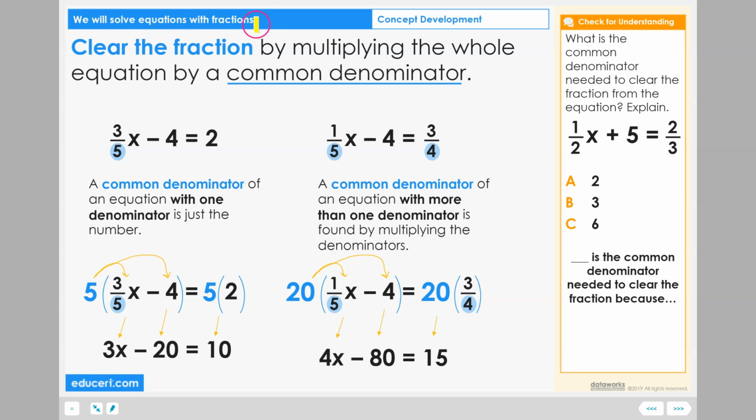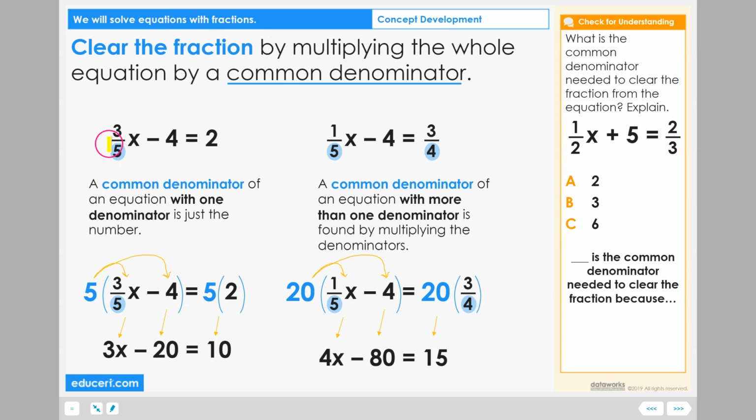To solve equations with fractions, we're going to use clear the fraction. Clear the fraction by multiplying the whole equation by a common denominator. This method will get rid of the fraction so that we can continue solving an equation without any fractions.